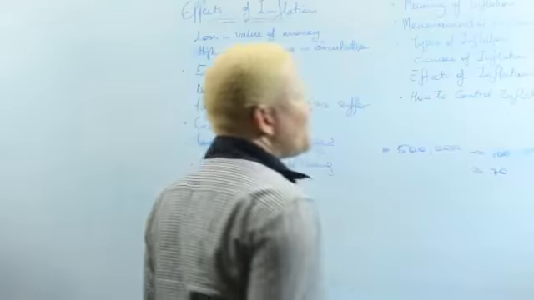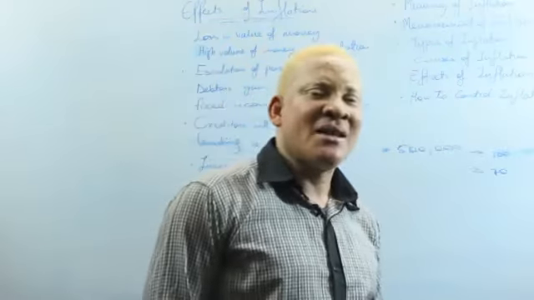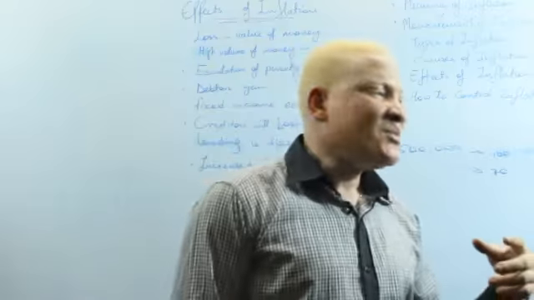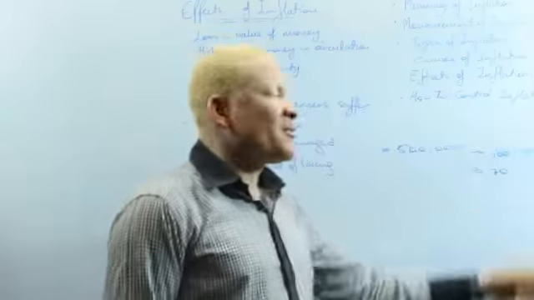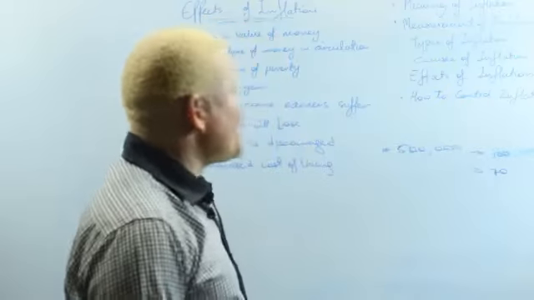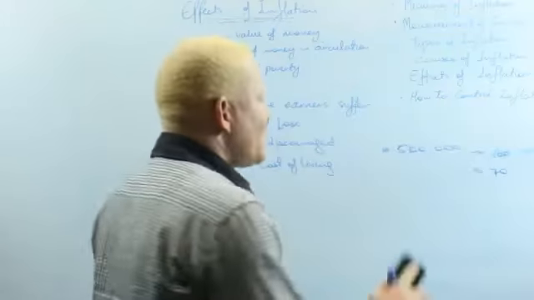That means the worth of 500,000 has actually depreciated. That means as at the time the debtor used the money, he was having higher worth of money or real money in his possession. But during inflation, that one reduces.